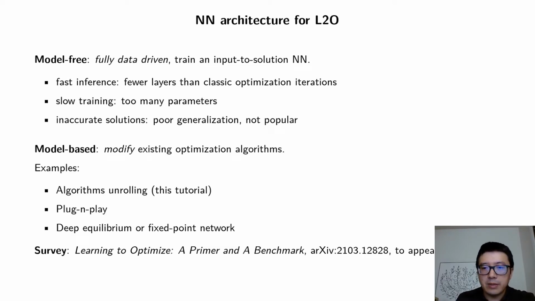A more popular methodology is called model-based learning to optimize. It starts from some kind of existing optimization algorithm and modifies it to make part of it deep learning-like. There are different approaches: algorithm unrolling, plug and play, deep equilibrium, or fixed point network. And as I mentioned, you can find these different approaches in the survey paper we have. And this tutorial will focus on the first part, algorithm unfolding.